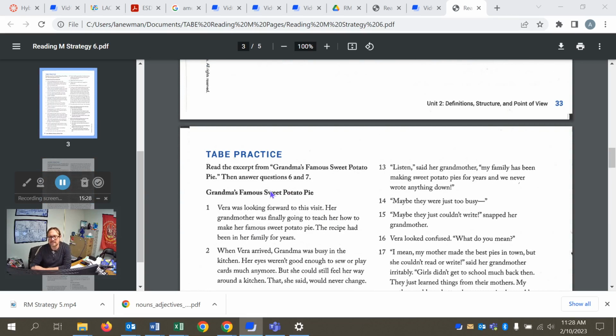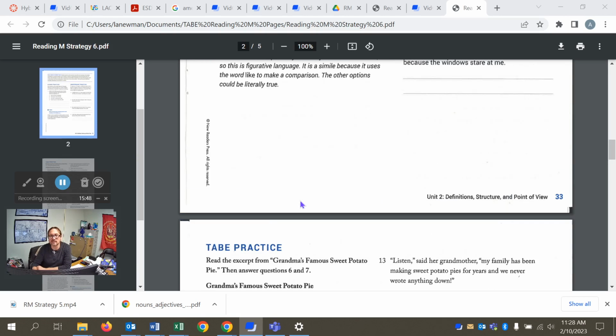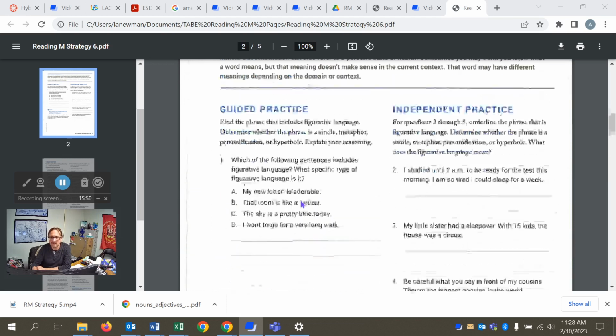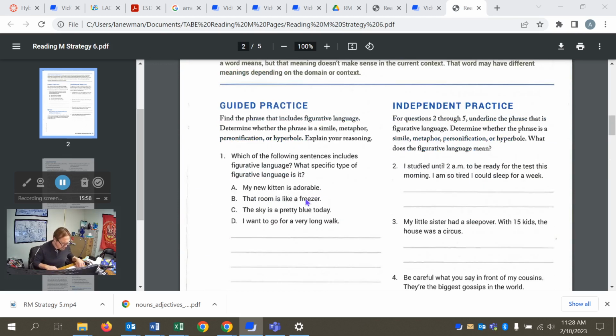We've got another passage. This looks like a literary or fictional passage. It's called Grandma's Famous Sweet Potato Pie, kind of like some of the others we've read. It's going to be a very true to life, real world fictional passage. But nevertheless, it is made up and has characters and dialogue and all the things that fiction has. Okay, take a pause and do this work, and I'll see you back here in just a little bit when you're ready to go over it.